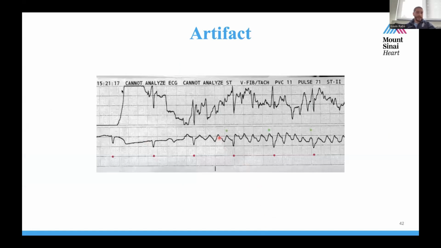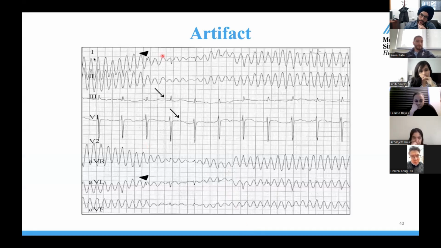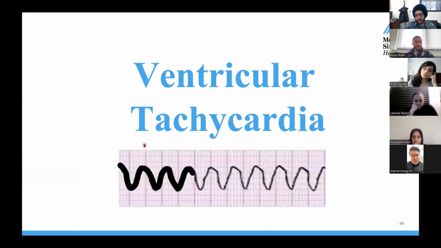So most of the time with tele, we have 2 strips. So always look at both, because often you'll see artifact on one, but when you look on the others, you may actually see a regular rhythm in between. And the same goes for EKGs. If you see the top here, it looks like it's some form of VT, but you look immediately below and you see that the patient has a regular narrow rhythm. So always look at multiple leads, whether you're on telemetry or an EKG, to confirm whether something is real or not.